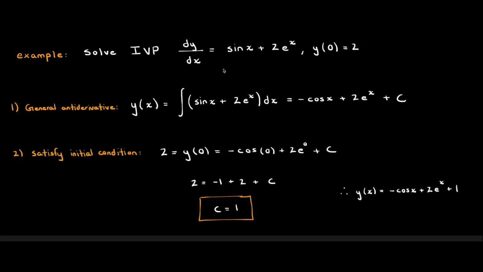This motivates a two-step process for solving these kinds of initial value problems. The first step is to find the most general antiderivative. The most general antiderivative is given by the indefinite integral, where you take this function to be your integrand. And to solve this integral, we can just take the antiderivative of each component. The antiderivative of sine is minus cosine, and the antiderivative of e to the x is itself, e to the x.